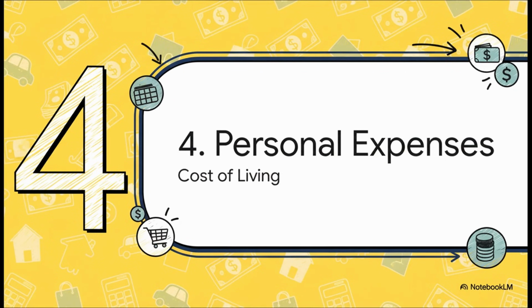All right, next up is your personal expenses. The system wants a breakdown of your cost of living for the year. Pretty straightforward stuff, you know. Food, rent, utilities, school fees, travel, the whole shebang.